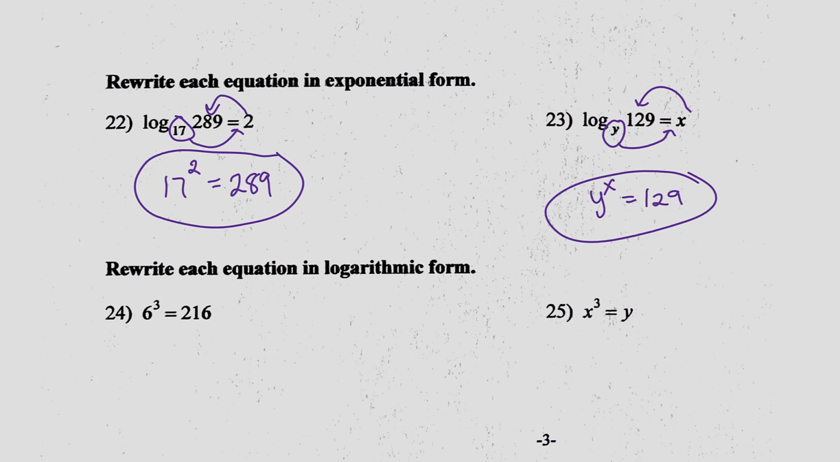For 24 and 25, we write log, and then our base is the base of this exponential expression. So log base 6, go around to the other side and write down 216, and come back and pick up your exponent. If you type this into your calculator using log base, it should actually equal 3. Log base 6 of 216. So again, you could technically check yourself there.